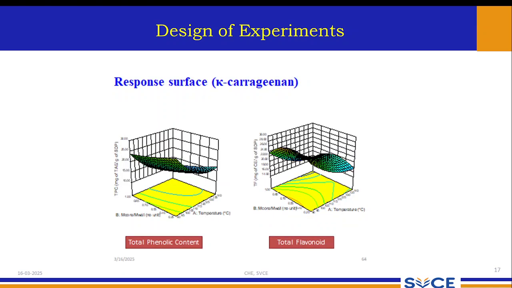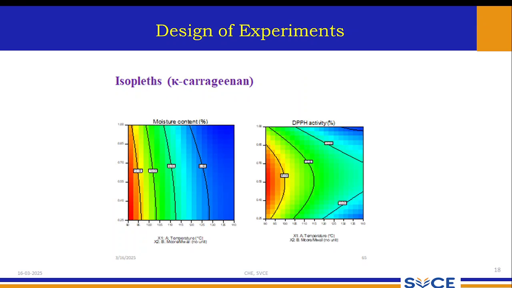And coming to the total flavonoid content and total phenolic content, again m core by m wall and temperature. This is a three-dimensional plot. We used to call it a surface plot. Okay, so by seeing the plot, we can identify at what correlation, at what optimized point the TPC and the TF are at their maximum. That can be determined. And this is the isoplot, how it looks like. Just look into the things. I don't want to get deeper into this part.